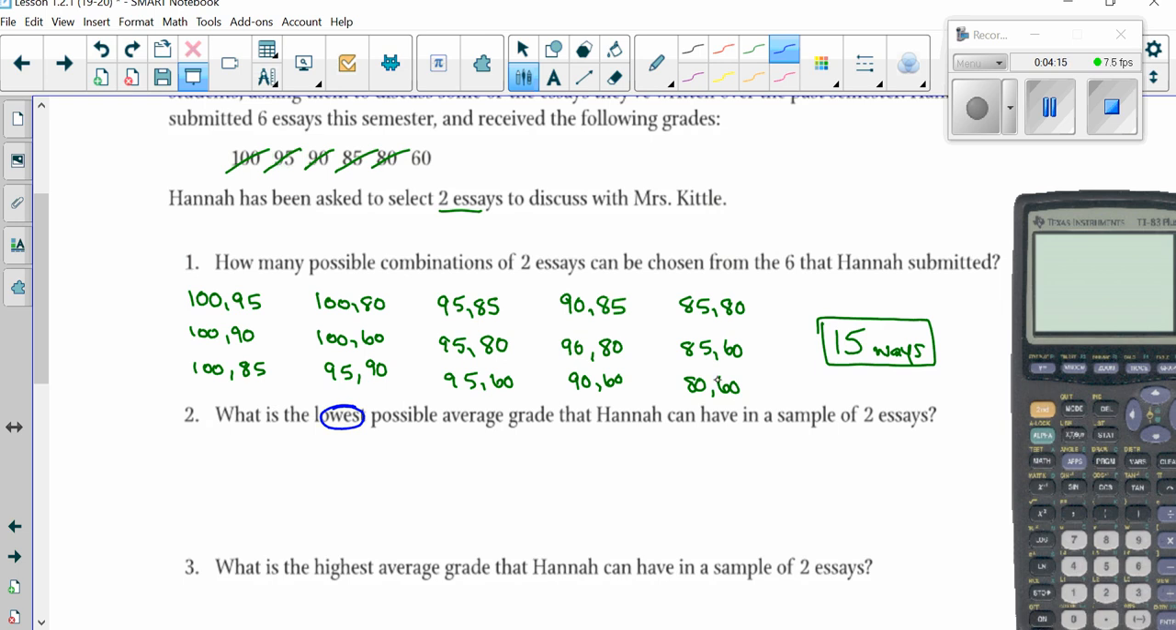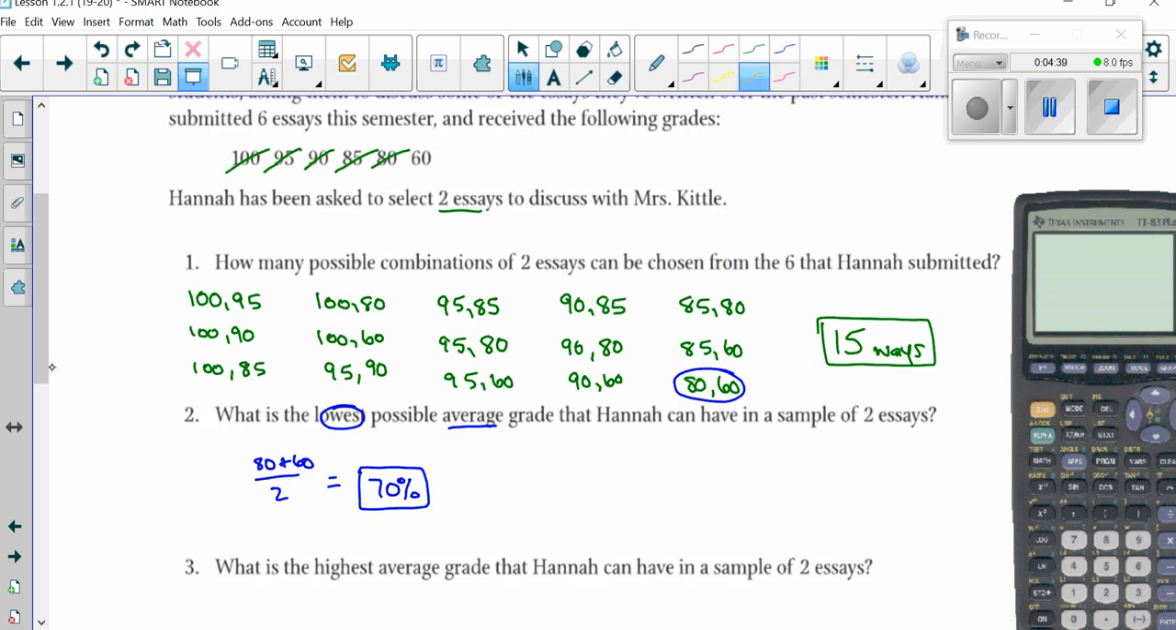So her lowest possible would be having those two. So she took her 80% and her 60%. And notice it says her lowest possible average grade. So that means if I'm adding up those two, I'm going to divide by two, which you can use your calculator for, but between 80 and 60 is 70. So what is the lowest possible average? It would be a 70%.